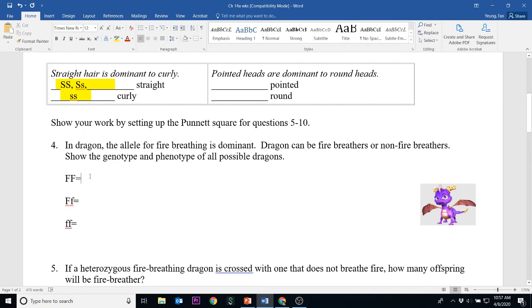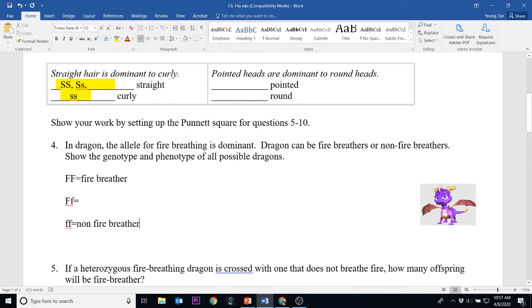So that way you set up all your genotypes and phenotypes in number 4, then you can go on and do number 5. So two big F, since fire breathing is dominant, has to be a fire breather, right? And so would this one. These two are the same. This one is heterozygous dominant, and that one is homozygous dominant. Now two small f is homozygous recessive, so this is the only one that is a non-fire breather. Getting it? That's what I want.